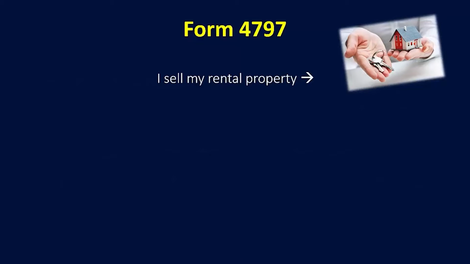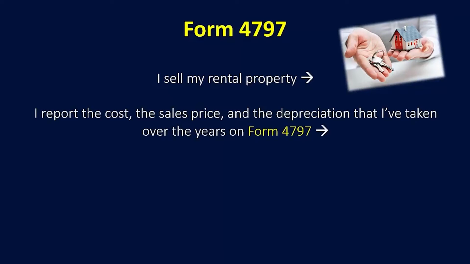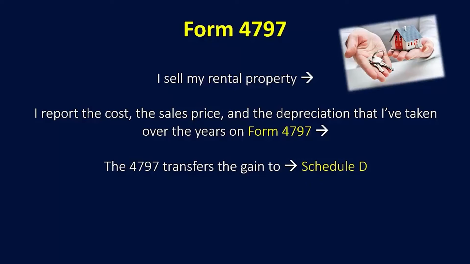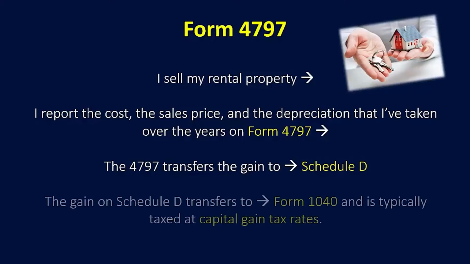So, I sell my rental property, I report the cost, the sales price, and the depreciation that I've taken over the years on Form 4797. Now, I know we haven't discussed depreciation on rental property yet, but just hang with us and we'll talk about this in a later module. The 4797 transfers the gain onto Schedule D. Then, the gain on Schedule D transfers to Form 1040 and again is typically taxed at the capital gain tax rates.